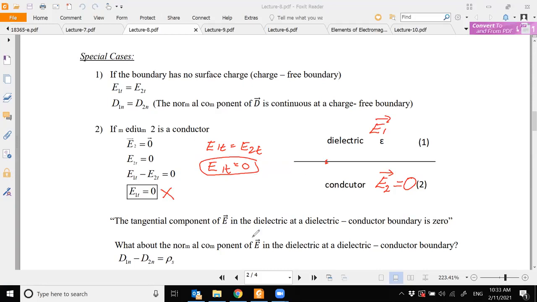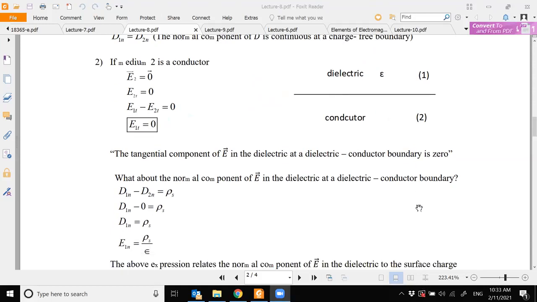This is when we apply the first boundary condition. Now, the second boundary condition says that the tangential component of electric field in the dielectric, at the dielectric conductor boundary, is 0. So the electric field here in the dielectric region, near to the boundary, the tangential component will be 0.